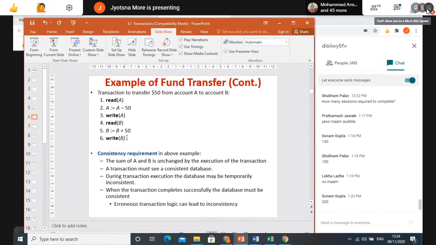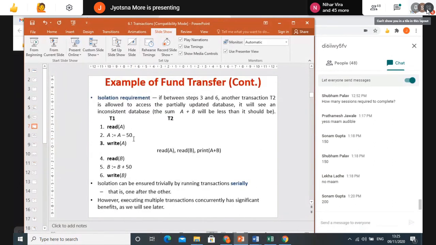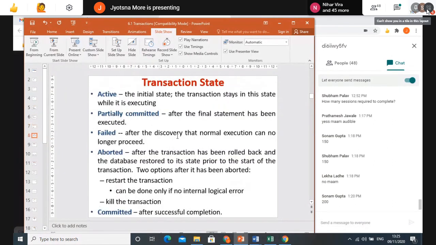If immediately after this I have not written the value of B, but I am getting some problem, I have not committed this value and I am facing the problem, I will return to the failed state, right? So from partially committed, failed is after the discovery of any problem, where normal execution cannot proceed further. So I am in a failed state. Any error, any problem. Aborted: after the transaction has been rolled back and the database restored to its previous state prior to the start of the transaction. Okay, so that is known as the aborted state.